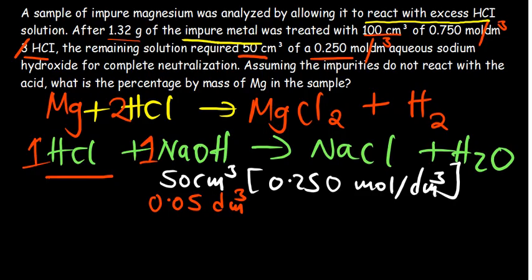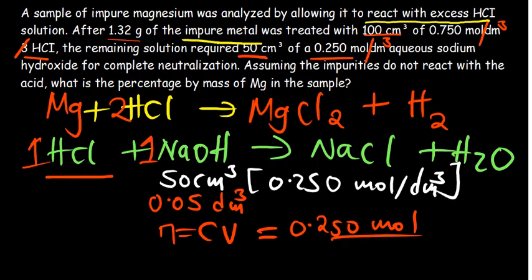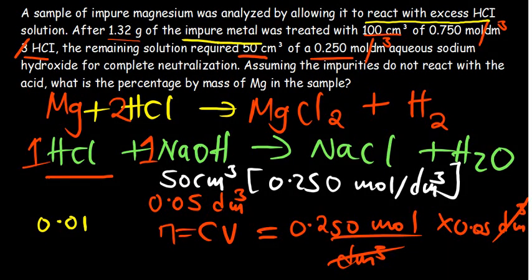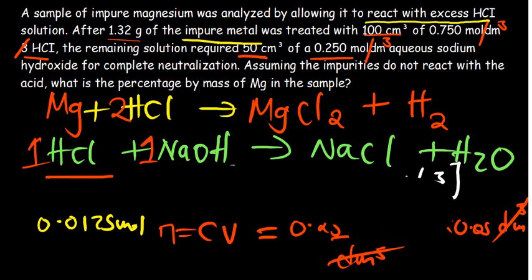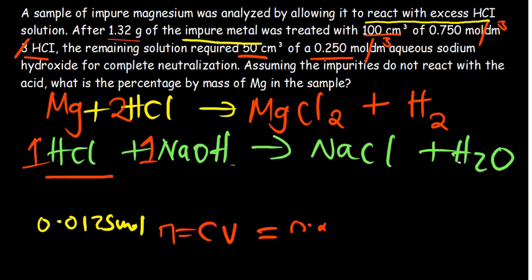Now at this point we're able to find the number of moles. We know that the number of moles is the product of concentration and volume. So 0.250 mole per decimeter cubed multiplied by 0.05 decimeter cubed. The decimeter cubed is going to cancel out, so ultimately you remain with the number of moles. The answer I'm getting is 0.0125 moles. Now we know that the NaOH and the hydrochloric acid are in the ratio of 1 to 1, so that is your answer there for the number of moles.